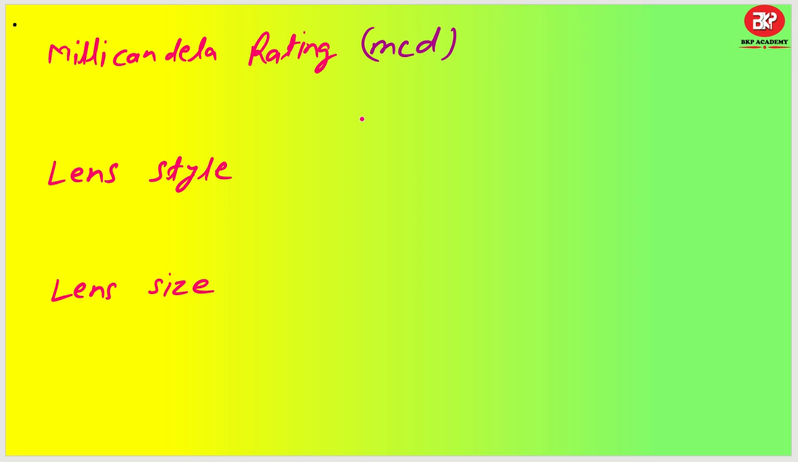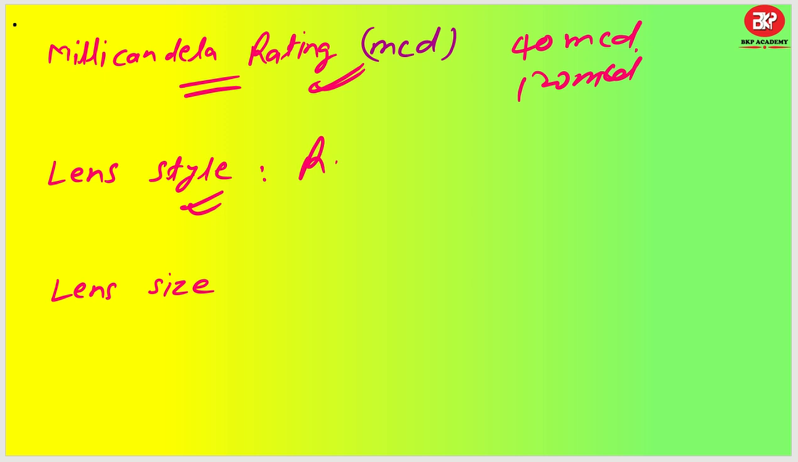If you see the millicandela ratings, the rating is going to give you the brightness standard. The millicandela rating is in terms of 40 MCD or 120 MCD or something like that. So it depends on the brightness of the LED that you are going to choose. The higher the MCD rating, the higher the brightness. Okay, lens style: whether it is bonded round, or flat round, or flat, or curved, something like that.